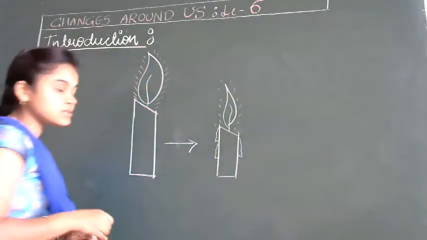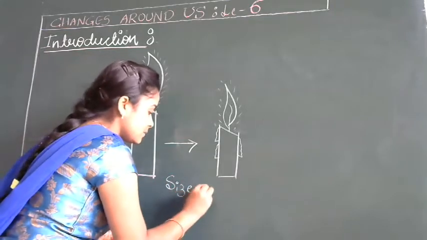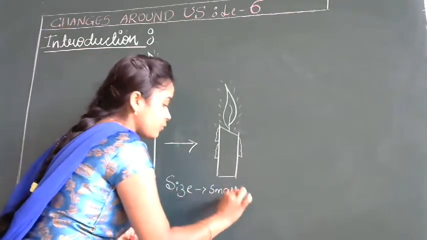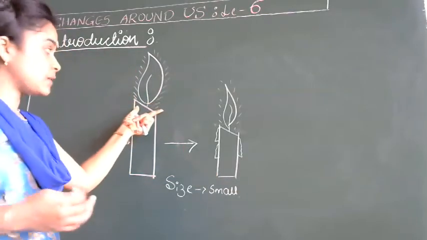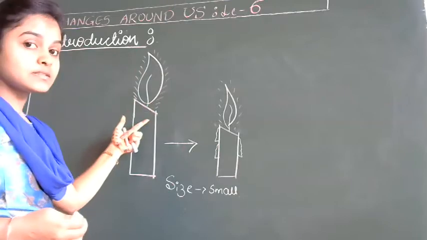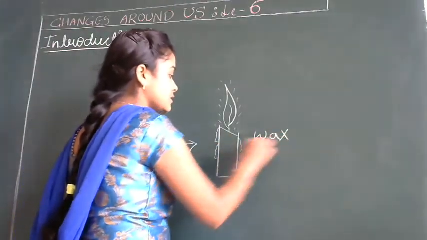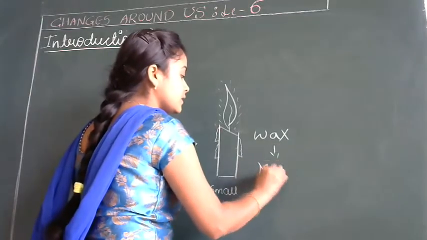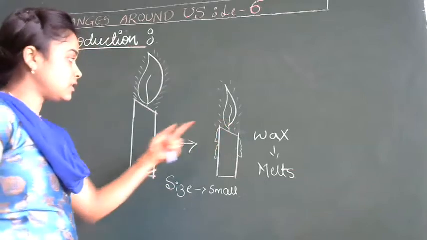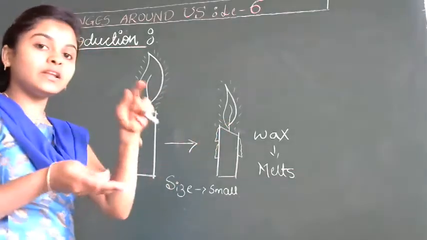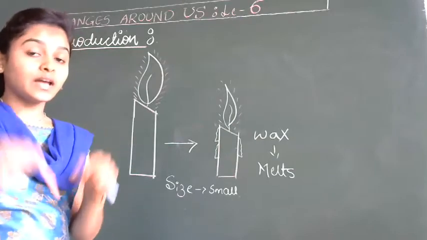You may see the changes of a burning candle. So what change have you seen? The size of the candle became small. When this candle starts burning, the wax of this candle will start to melt. It melts because of this heat. Then you observe that the size of the candle will decrease. And here is one more change.